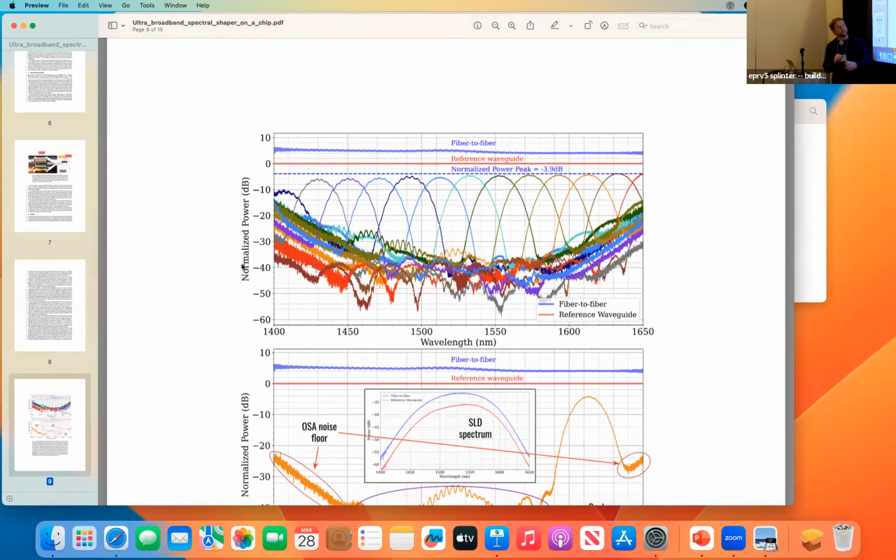This is showing you the individual output channels of the arrayed waveguide grating test device. The random curves at the bottom are our variable noise floor in our Fourier transform spectrometer. So it almost looks exactly like theory, 20 nanometer wide channels.